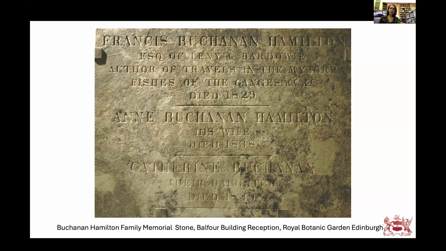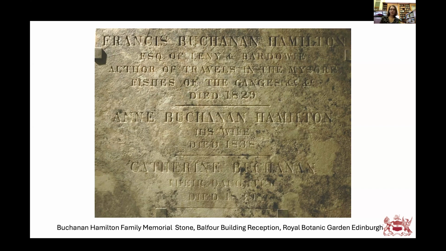And it's a really good link, this talk, with the exhibition that's currently on at the Linnean Society, which is Still Life: Depicting Nature from Woodcuts to X-rays. And that focuses on all the different ways that nature has been recorded visually. So in the next 40 minutes or so, we're going to be looking at a mixture of drawings and dried specimens and prints, all of which have been used to illustrate Indian nature.